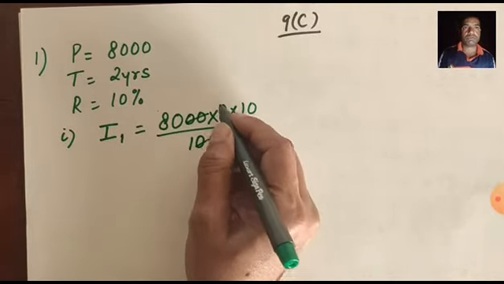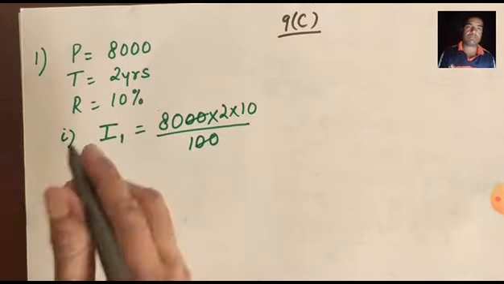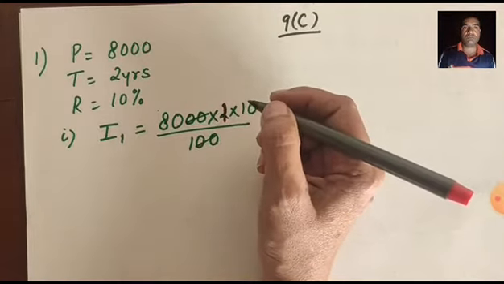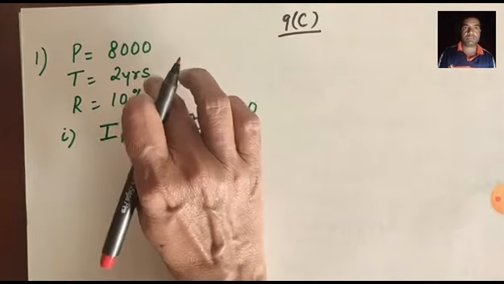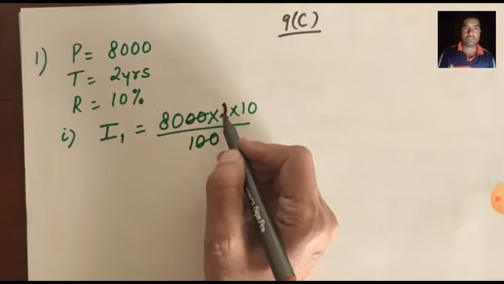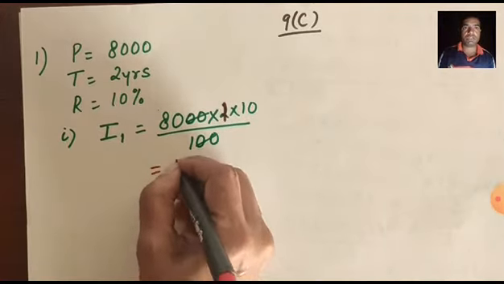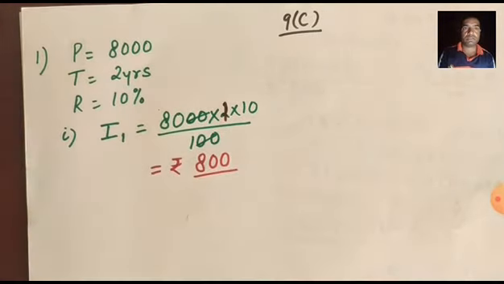But we cannot find it for the 2 years at a time. Here we are finding compound interest, which means we have to find it separately for one year. So we find the interest for the first year instead of 2 years. We have 80 into 1 into 10, which will be 800. This is our answer, the interest for the first year.